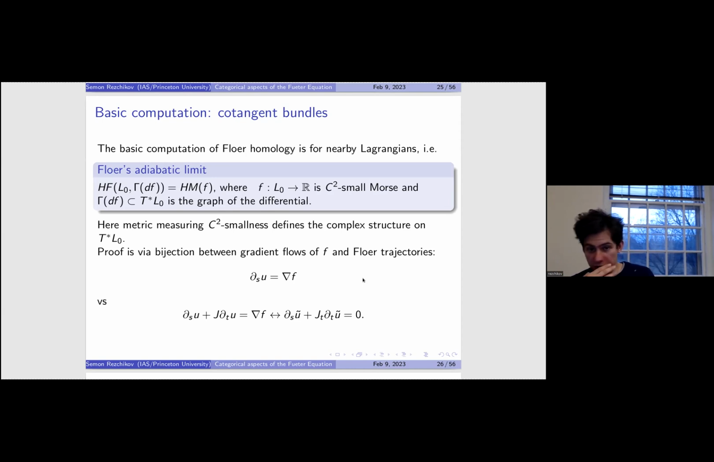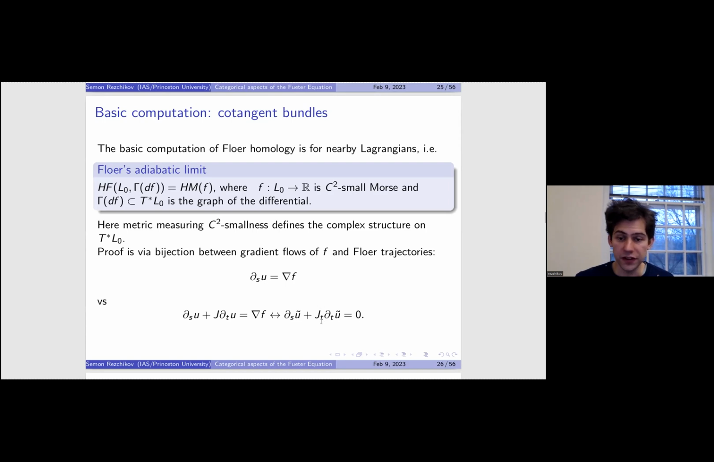So what Floer proved, the simplest computation of Lagrangian Floer homology, is that if you look at the zero section and the graph of the differential of a C2 small Morse function from the base to R, the graph of the differential is a Lagrangian submanifold of the cotangent bundle over that base. And he showed that the Lagrangian Floer homology between these two Lagrangians is the same as the Morse homology of that function. In fact, that's a very strong statement. What he actually proved is that there's a bijection between gradient flows of this function and holomorphic strips between these two Lagrangians with respect to some specific almost complex structure.